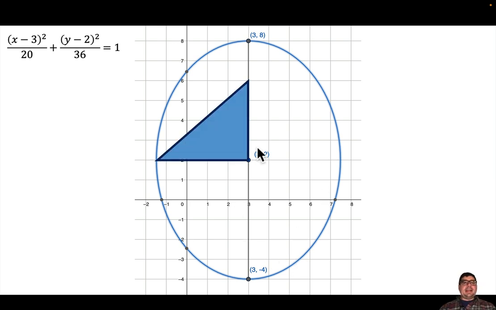All right. Next, we've got to find the focal points. Well, this major radius 6 right here is the hypotenuse of this triangle. This distance right here, this minor radius, is the square root of 20. We know the major radius is 6. We can calculate the focal length by using the Pythagorean theorem.